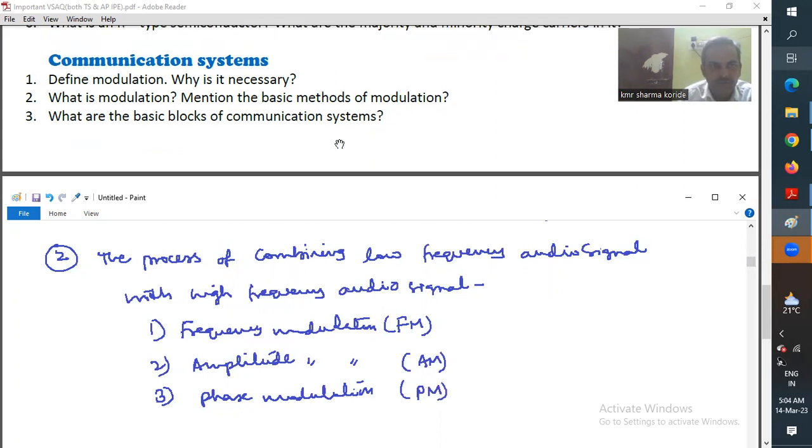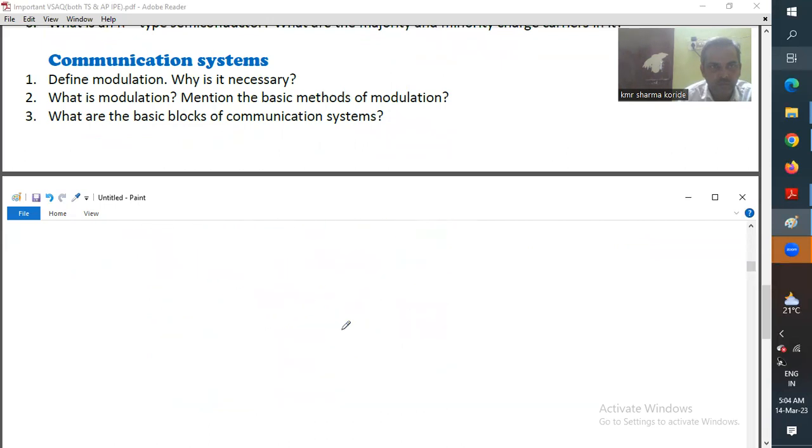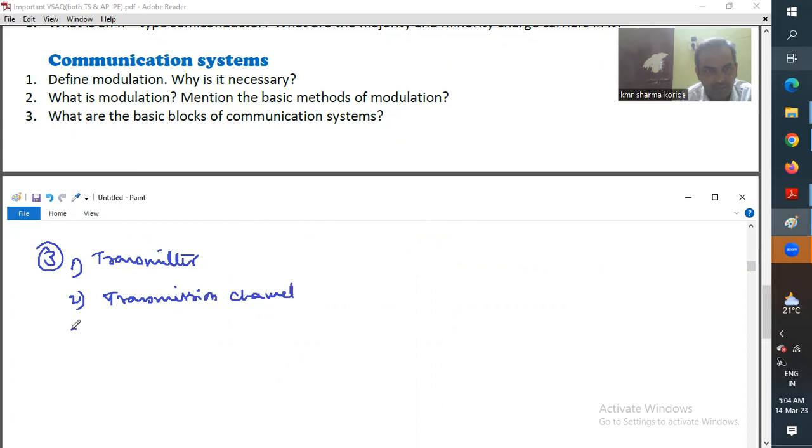Moving to the next question. What are the basic blocks of communication? The first one is the transmitter. Second is the transmission channel. And third is the receiver.